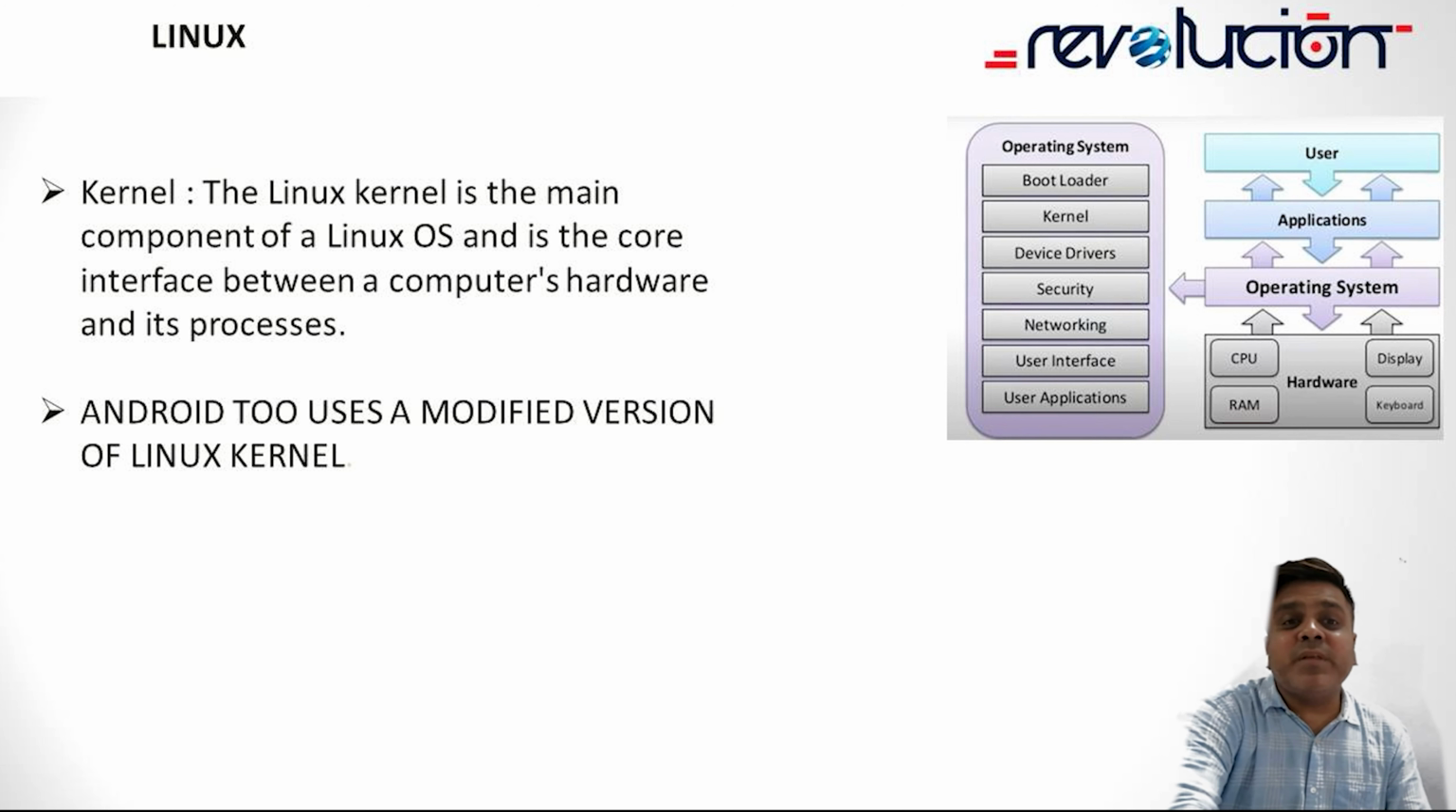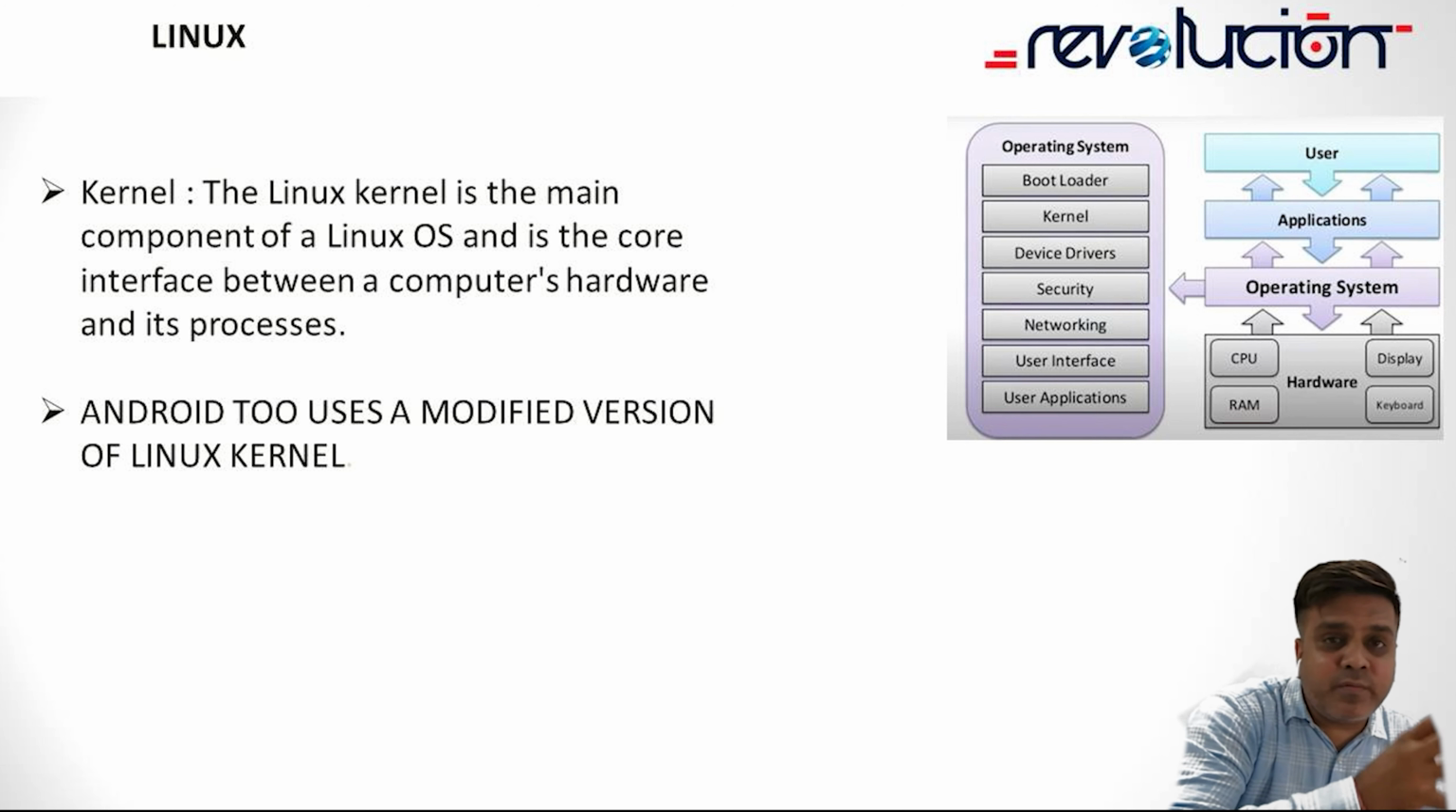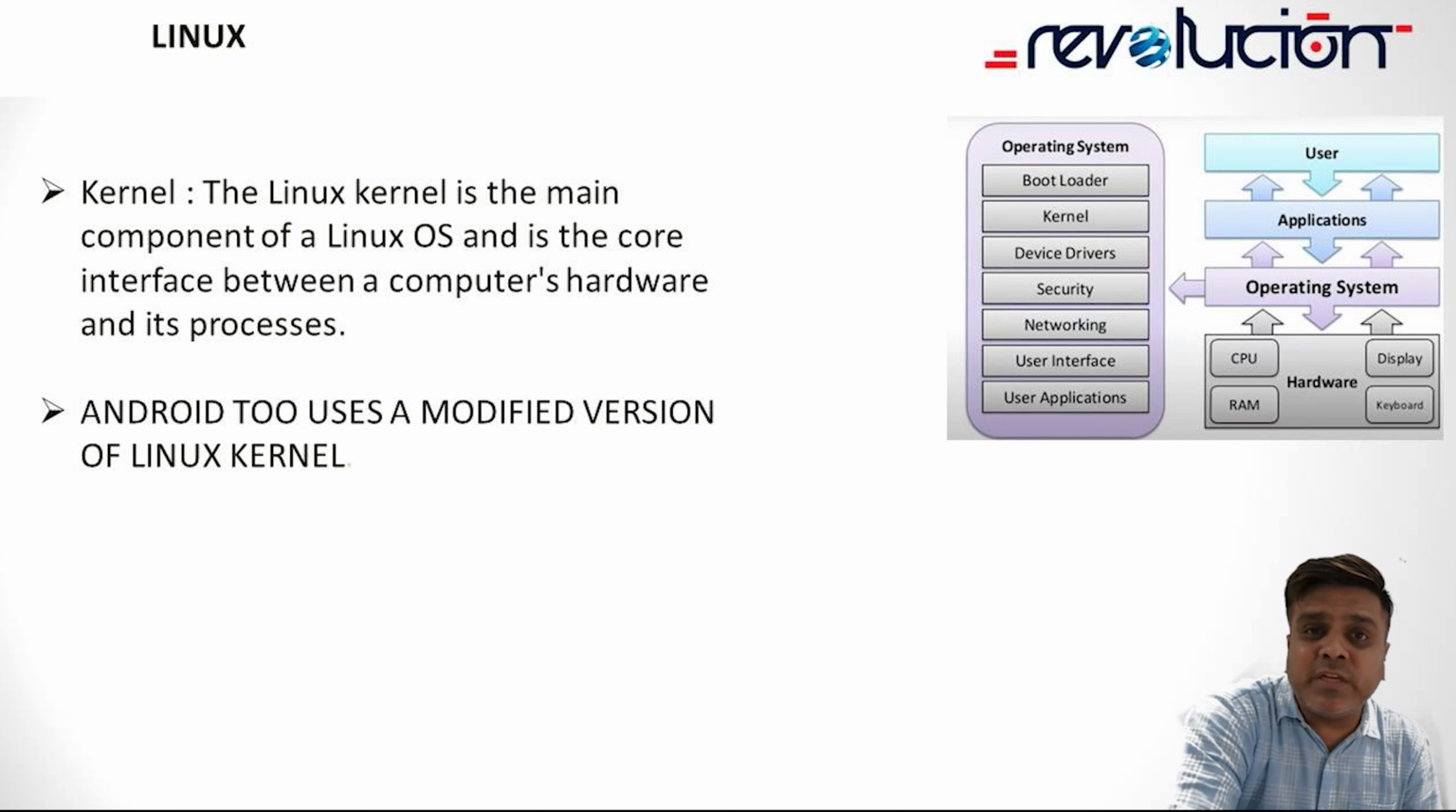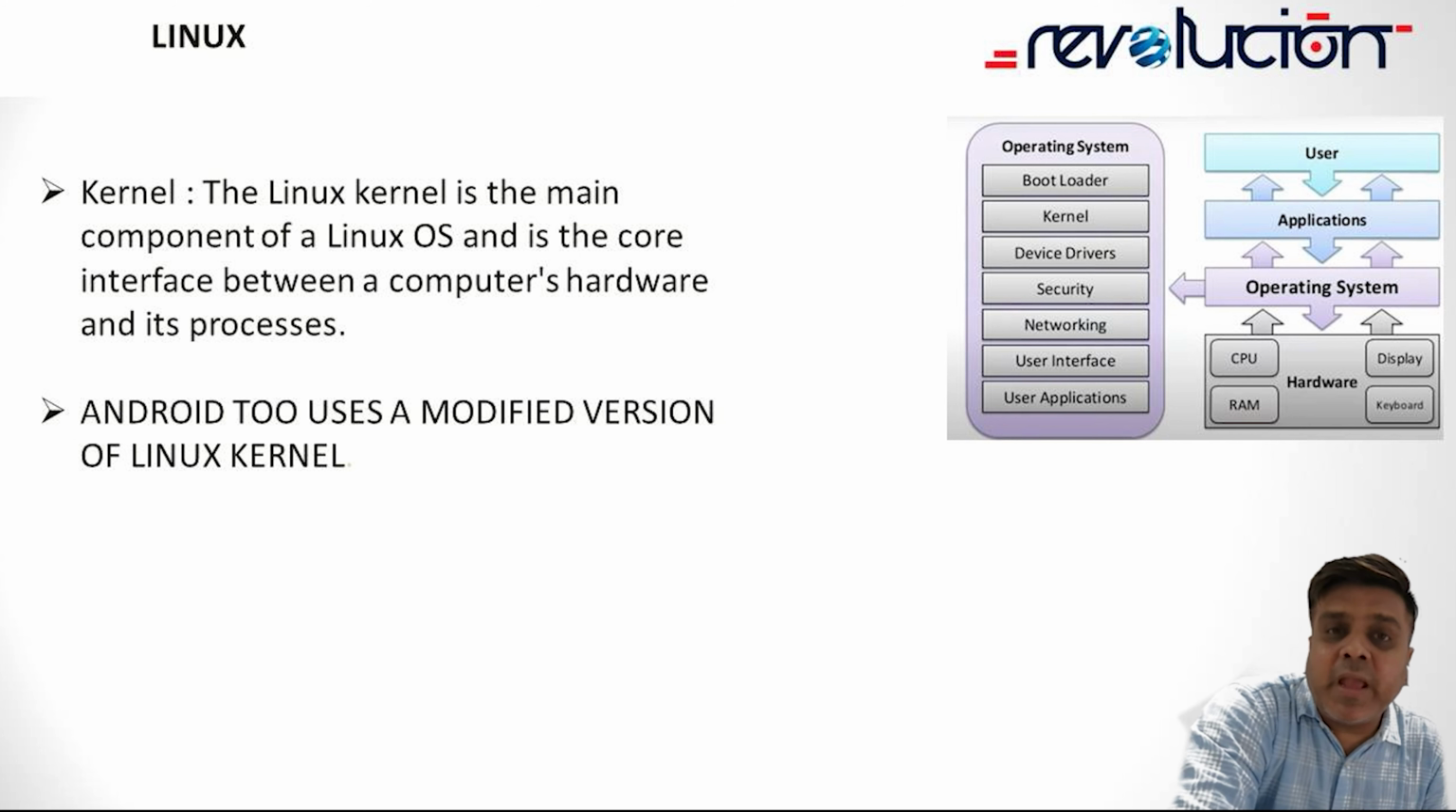So the kernel is one of the main components of an operating system. Whether it's Windows, Unix, or Mac, the kernel is the most important part, where it identifies and processes. As you can see on the right side, operating systems have multiple modules like bootloader and kernel. You can see that the kernel is a separate part of an operating system. Then we have device drivers, security, networking, user interface, and user application.